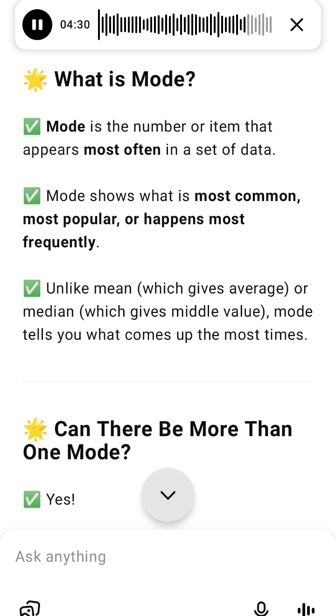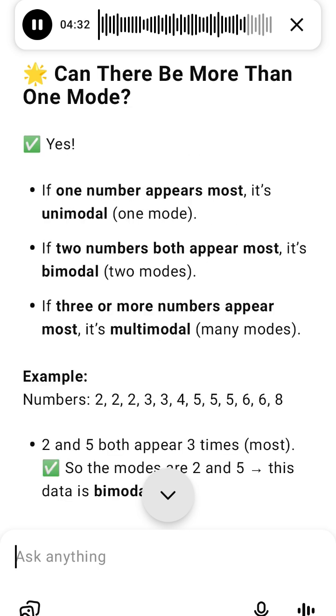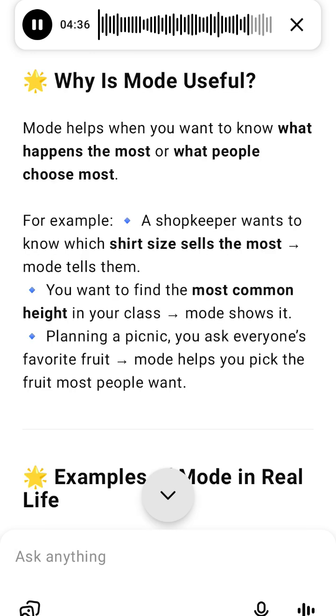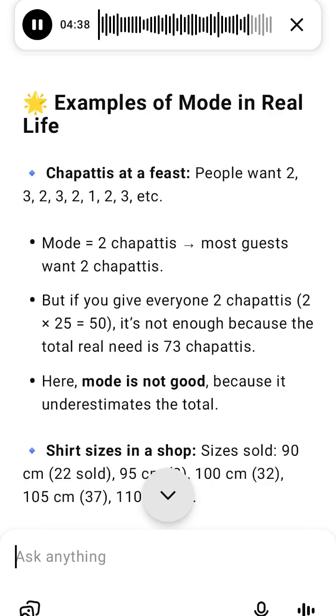Question 2, heights. Heights given: 160, 161, 162, 163, 164, 165, 168. Count 163 eight times, so the mode equals 163 centimeters. It means most children are 163 centimeters tall.